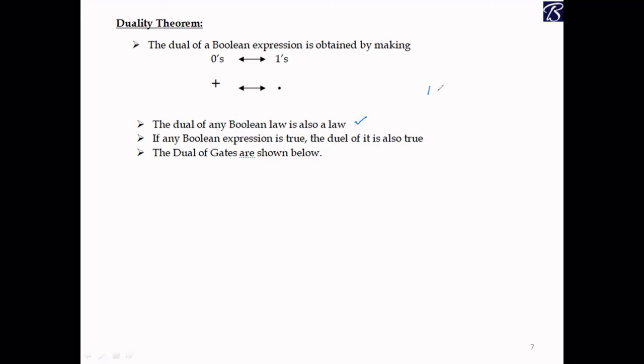For example, A into 0 equals 0. Apply the dual for this: this dot becomes plus, 0 becomes 1. That equals A plus 1, which is nothing but 1. So this is the AND law, this is the OR law. So the dual of any Boolean law is also a law. If any Boolean expression is true, the dual of it is also true. Now let us see the dual of gates.